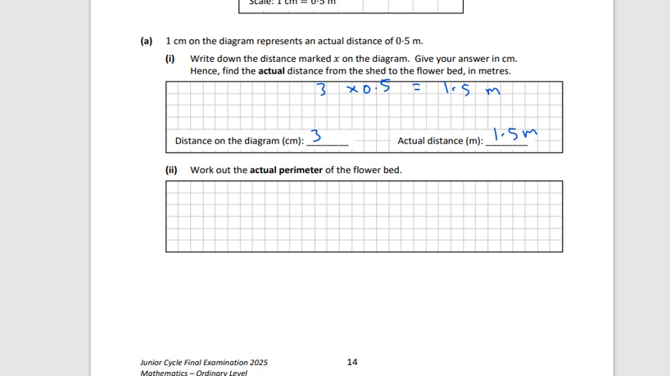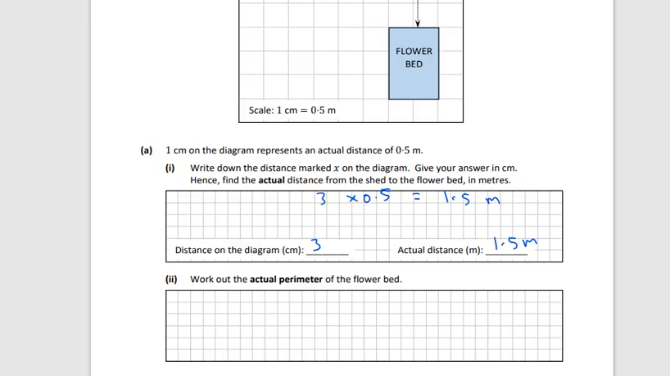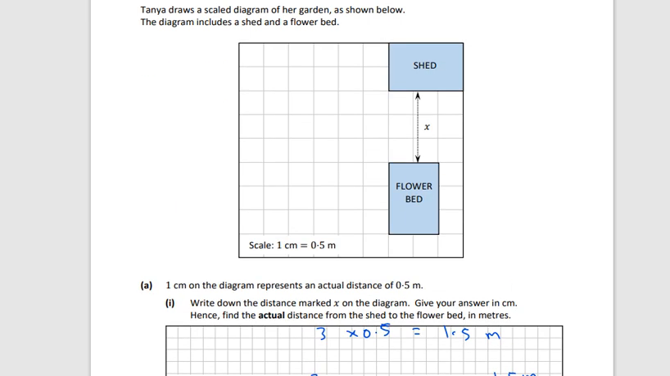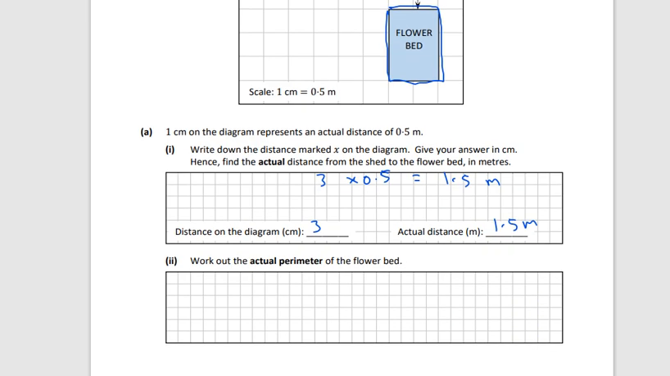Work out the actual perimeter of the flower bed. Right, well, if we just get it in centimeters first, so that's 1, 2, 3, 4, 5, 6, 7, 8, 9, 10. If we just write down 10 centimeters, that will get us some marks, but they want the actual perimeter. So again, we have to multiply by 0.5, and that will give us 5, and it's in meters, because each of the centimeters is worth 0.5 meters.